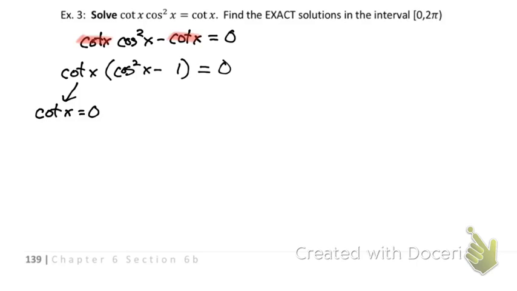Two ways to get those values. Wherever tangent is undefined, cotangent equals 0. The other way you can do it is you can look at cotangent as really just cosine x over sine x. You're looking for where cosine is equal to 0.